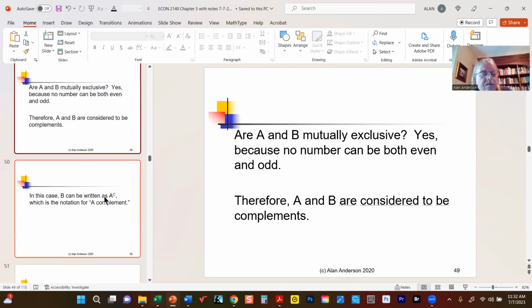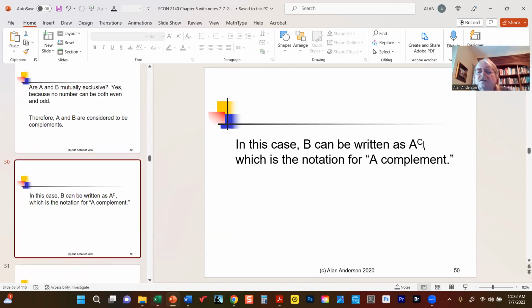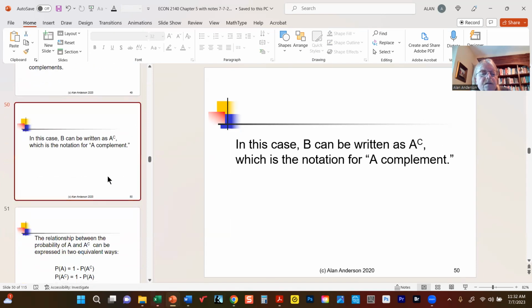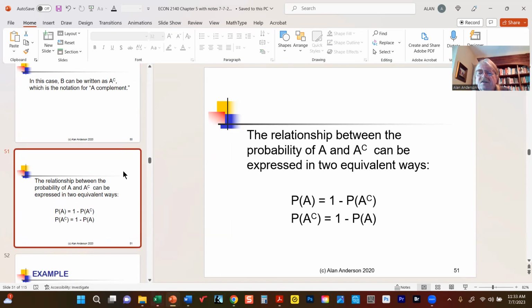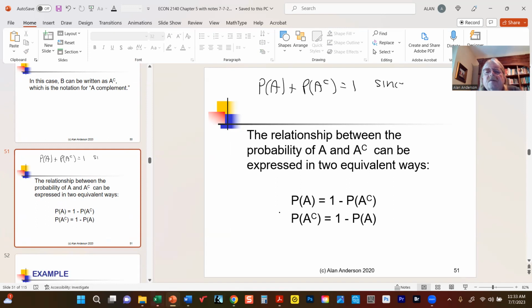All right, anyway. By the way, notation-wise, we're going to use this little C to indicate a complement. Whatever A is, its complement will be defined as A^C. Well, if that's the case, based on what we just discussed, we can write this complement rule in two equivalent ways. The bottom line here is that since both events must be true, one of them must be true, these two add up to 1.